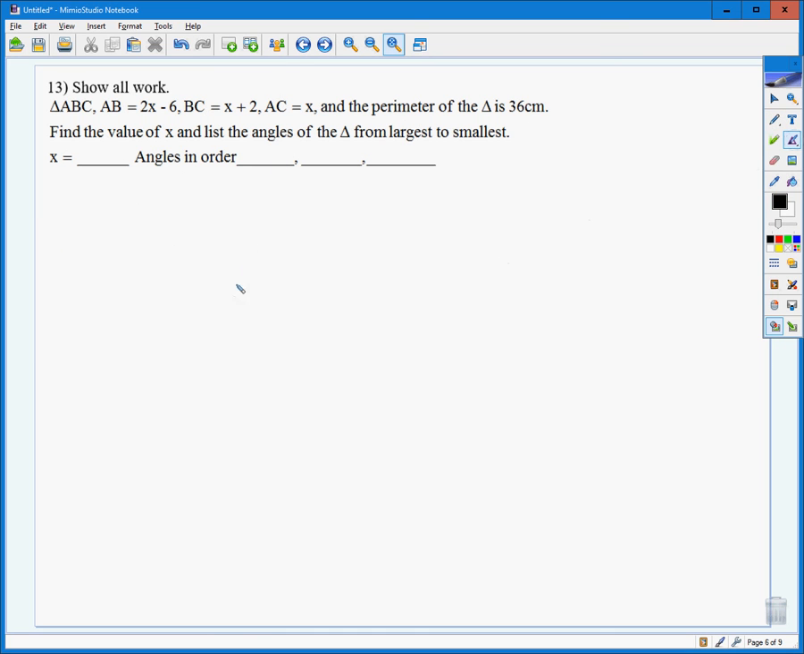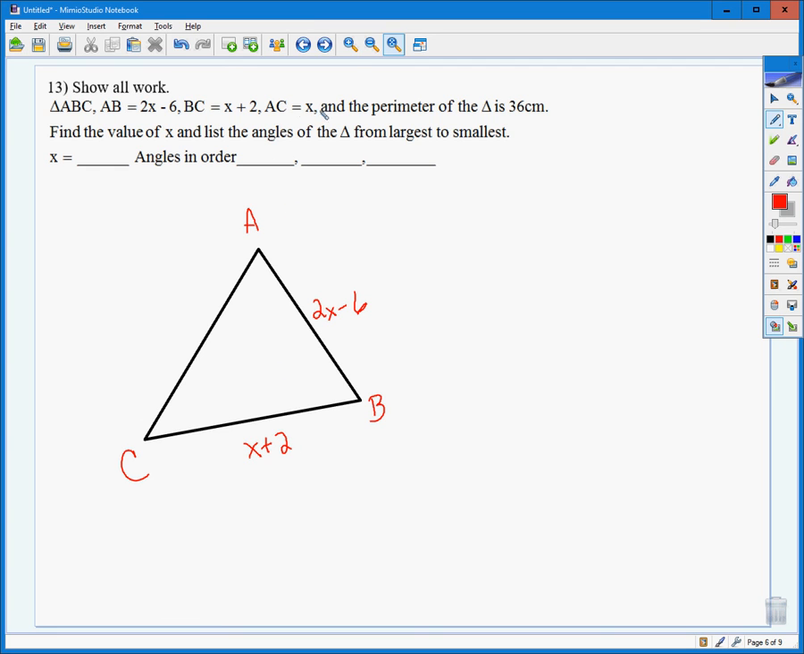Again, make sure that on the test you're showing all your work. First thing I'm going to do is draw a triangle. I'm going to label it ABC. They said AB is 2x minus 6. They said BC is x plus 2. And they said AC is x. It said the perimeter is 36. That's the distance all the way around the outside. So I'm going to take my values, x plus 2x minus 6 plus x plus 2, and set it equal to my perimeter of 36.